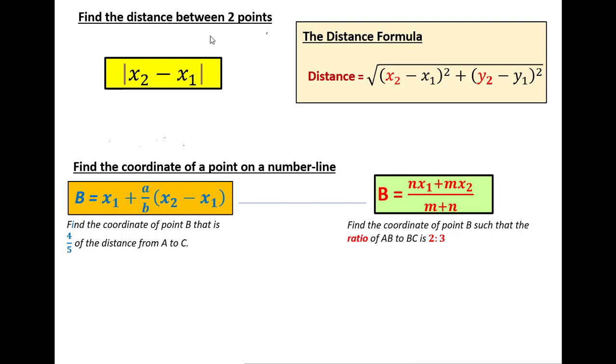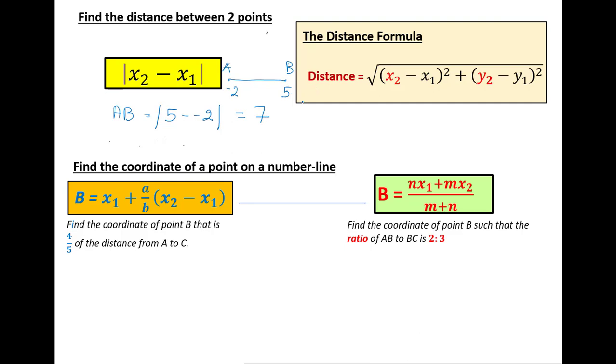Now, to find the distance between 2 points on a number line, which means they are on a horizontal line, I'm simply going to use this rule, which is the absolute value of x2 minus x1. Now, A can be negative 2, and B can be 5. So the distance from A to B is the absolute value of 5 minus negative 2, which would be 5 plus 2, which is equal to 7.